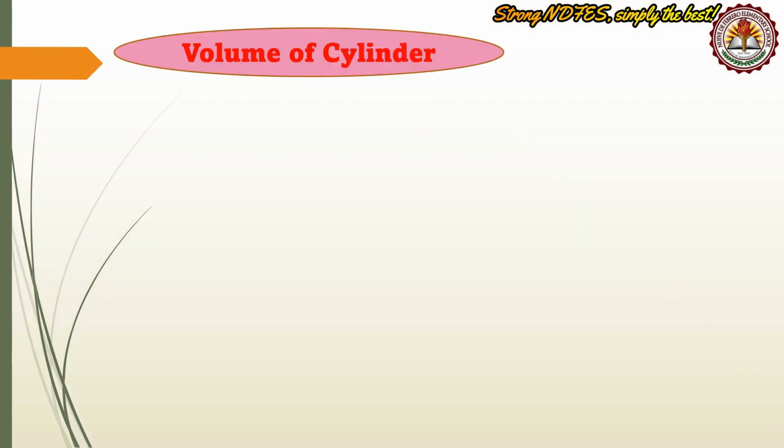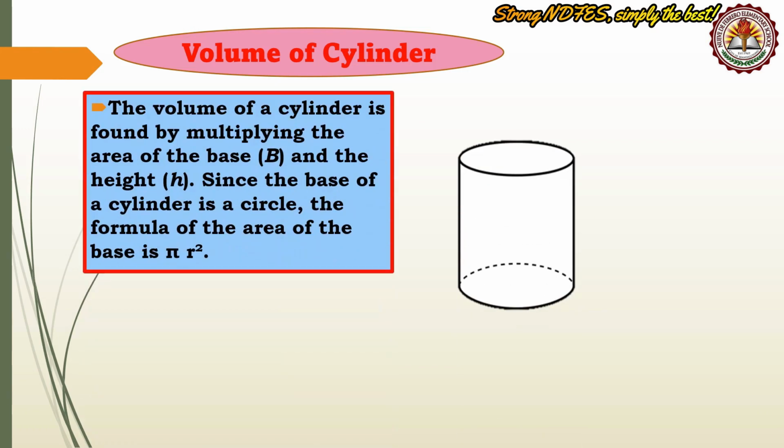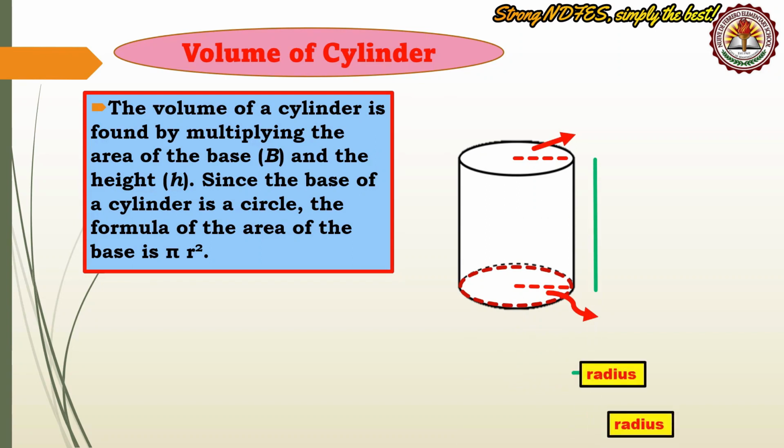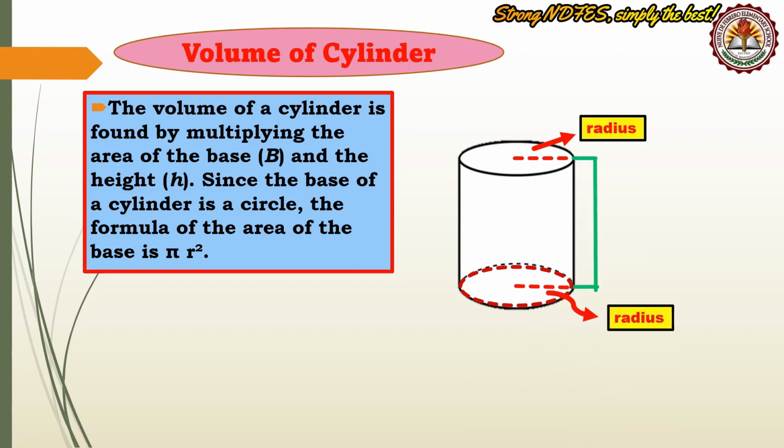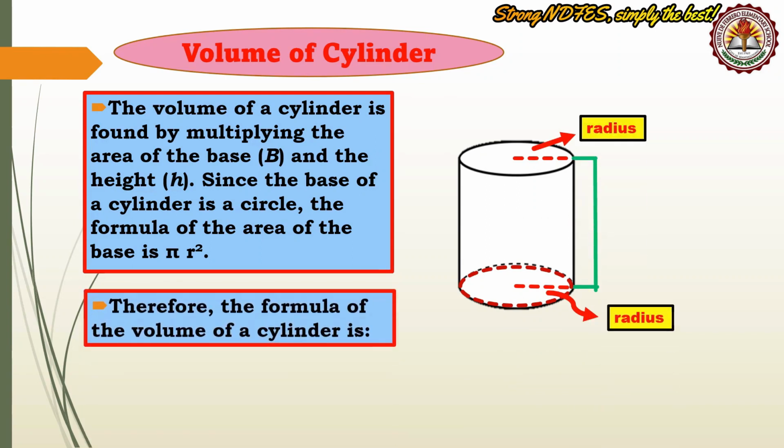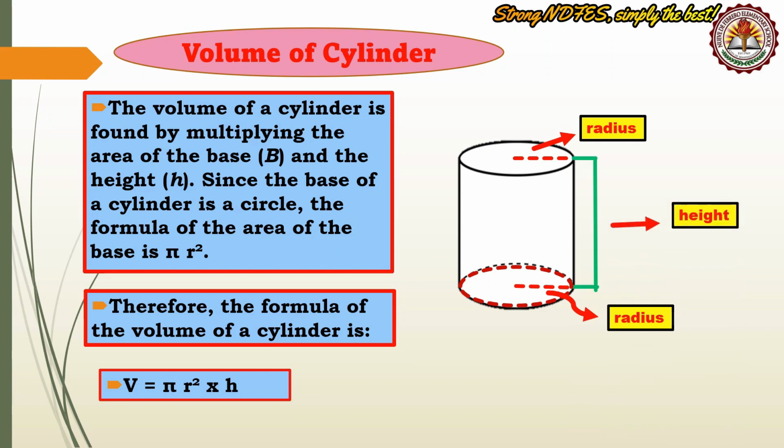Ngayon, alamin naman natin kung paano makukuha ang volume of cylinder. The volume of a cylinder is found by multiplying the area of the base and the height. Since the base of a cylinder is a circle, the formula of the area of the base is pi r squared. Therefore, the formula of the volume of a cylinder is volume equals pi r squared times height.